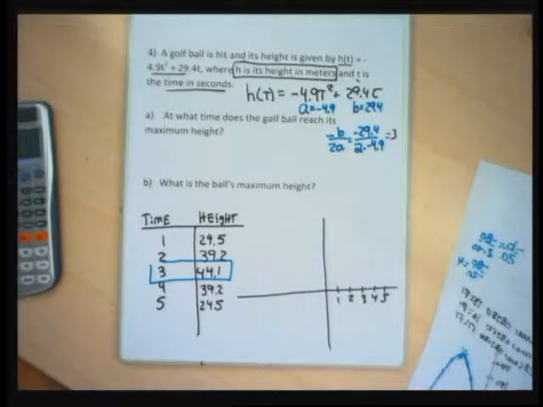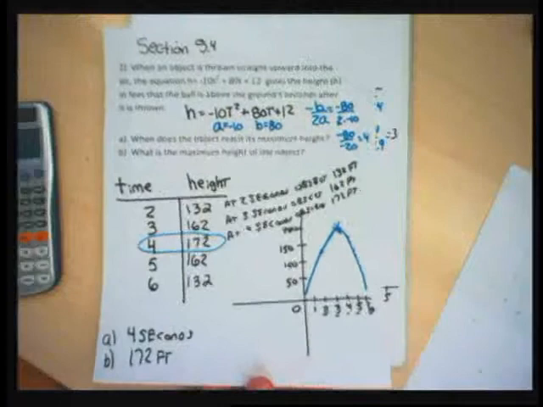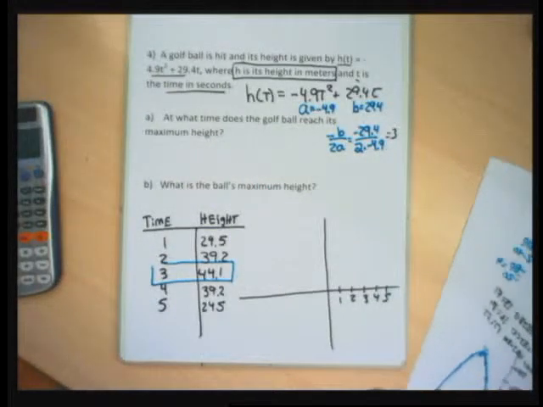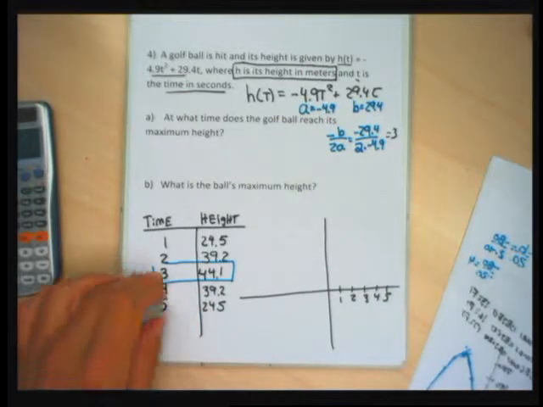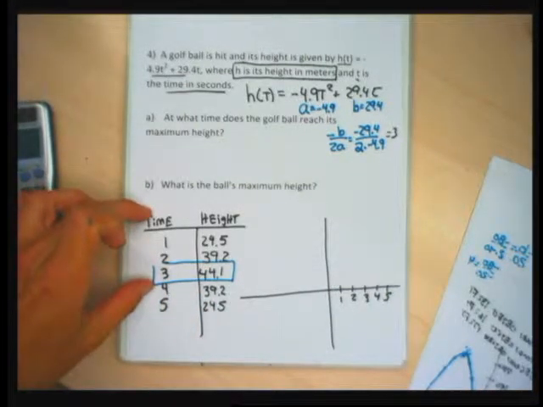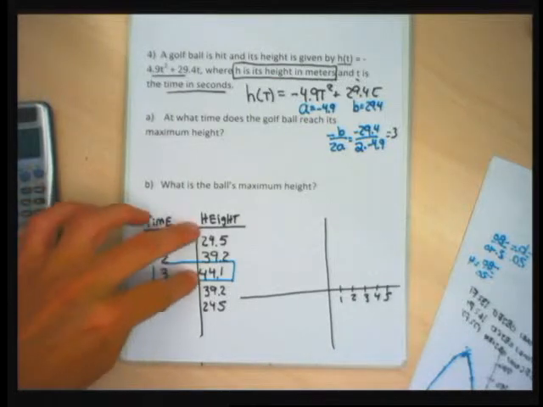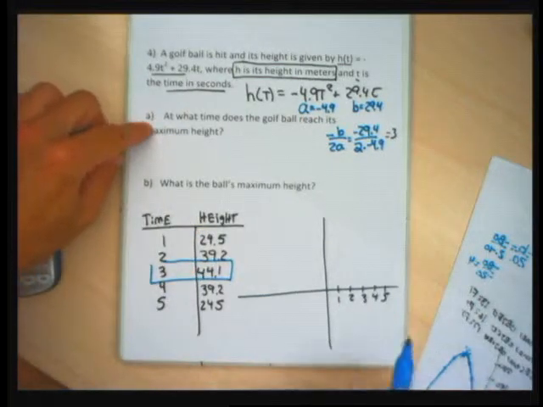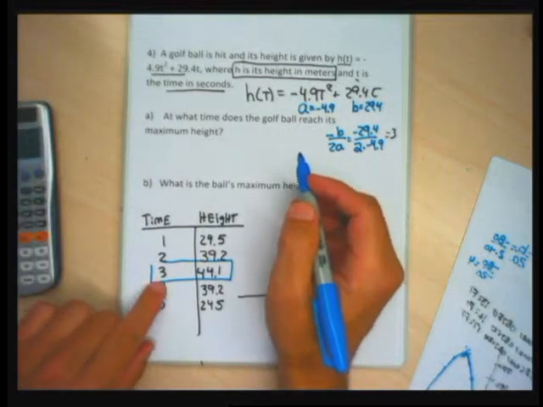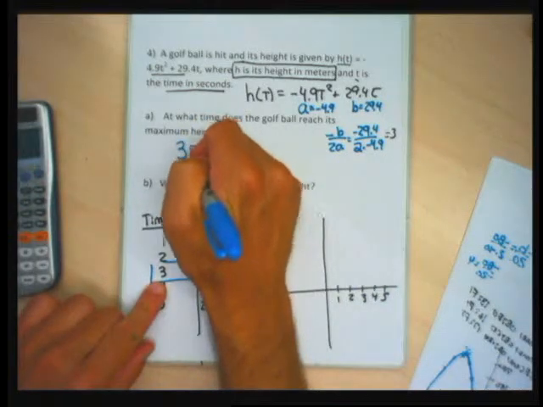If I sketched a graph, it would look a lot like the graph in my last problem. It's got a parabola that opens downwards. But I don't even need to sketch the graph to answer the question. I understand that this 3 in this column, because it stands for a time in seconds, is 3 seconds. This 44.1 in the height column stands for height in feet. And if I answer the questions, at what time does the golf ball reach its maximum height? Well, it's at 3 seconds.